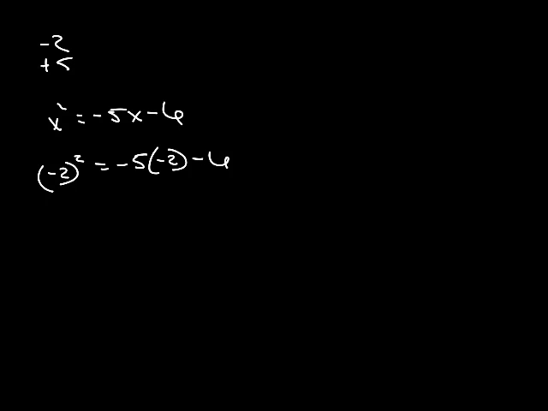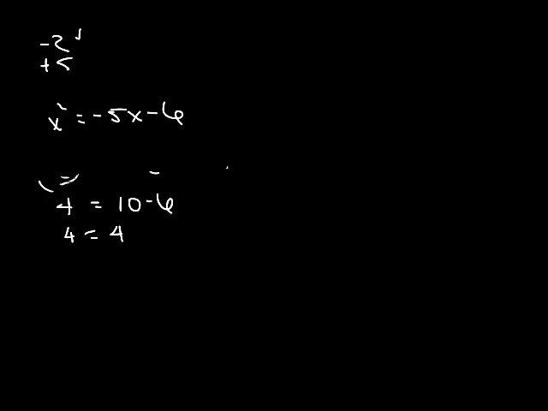One of the things I need you to realize, too, that's very, very important, is when we replace the variable with a number. If you look at 22.1, it says, does negative 2 or positive 5 satisfy the equation x squared equals negative 5x minus 6? So what we're going to do is plug the negative 2 in for x and see if that's true. So that's positive 4 equals 10 minus 6. So 4 equals 4. So negative 2 works.